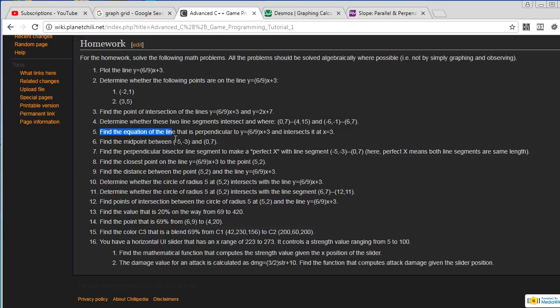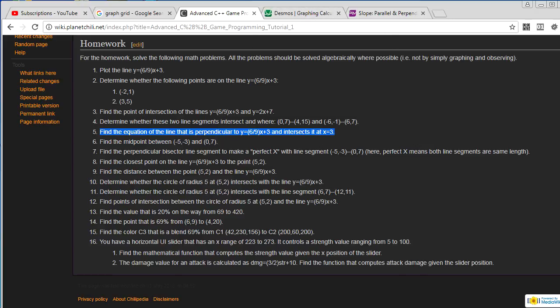Here we go. Find the equation of the line that is perpendicular to y is equal to 6 over 9x plus 3 and intersects it at x equals 3. All right, so we need to find a perpendicular line.